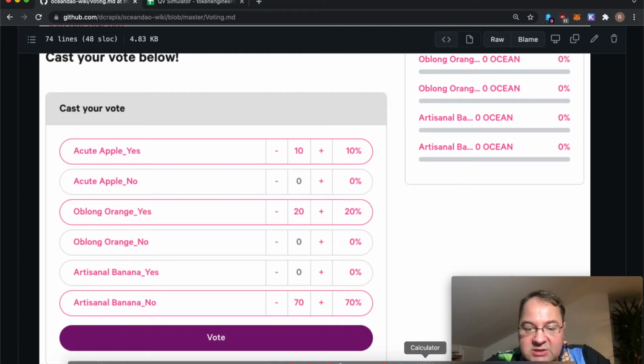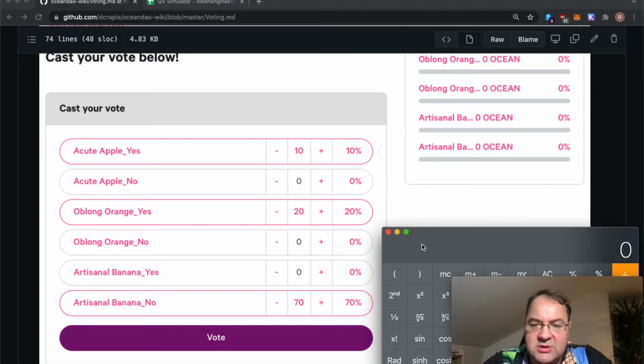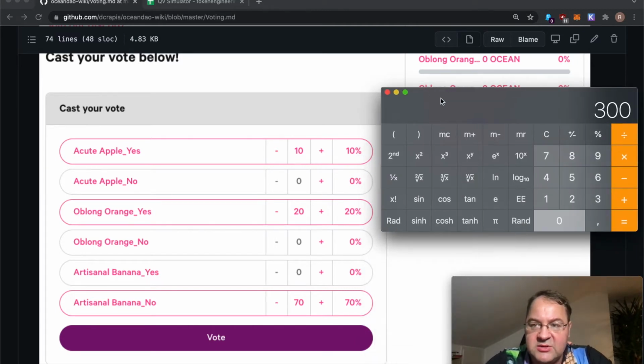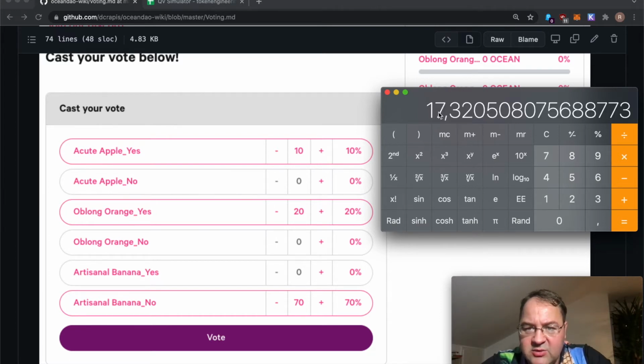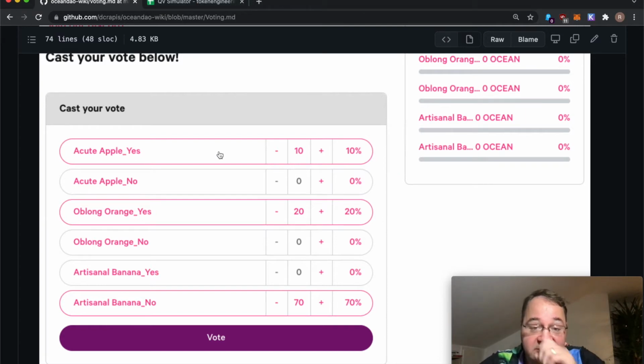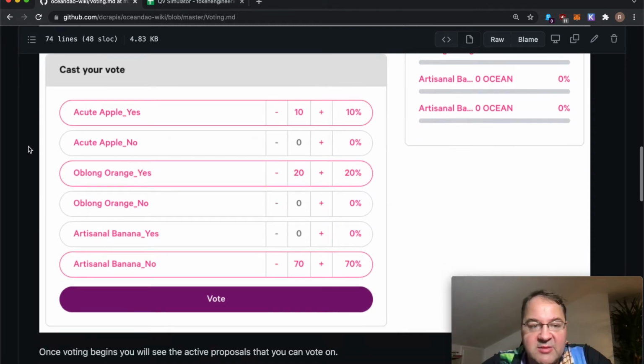Let's just check this out. The square root of 300 is then only 17 votes. So you lose 13 votes in total. You couldn't have maximized the votes other than by splitting them up over all the proposals. Basically, if you only vote for one proposal, you will have fewer votes than if you vote for multiple proposals. So that's one factor to keep in mind: you can have more votes in total if you spread them over multiple proposals.